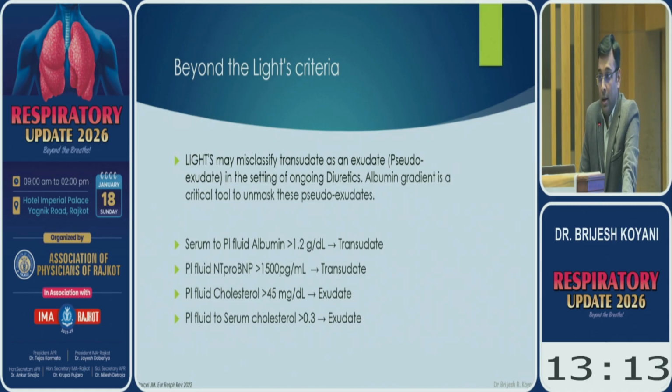The novel marker is NT-proBNP. We generally do serum NT-proBNP, but we can definitely do pleural fluid NT-proBNP. A level more than 1500 will suggest the fluid is transudative. Another marker is cholesterol. Pleural fluid cholesterol more than 45 suggests the fluid is exudate. Pleural fluid to serum cholesterol ratio more than 0.3 will also suggest the fluid is exudate.